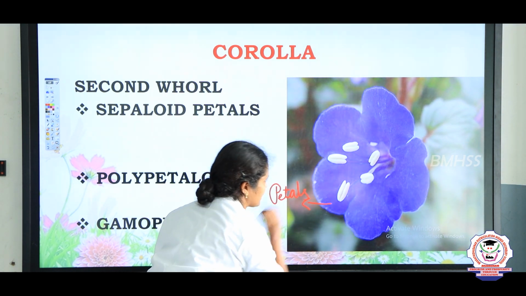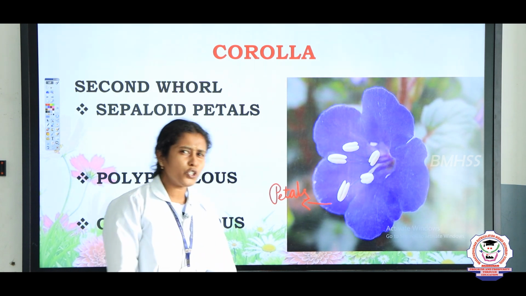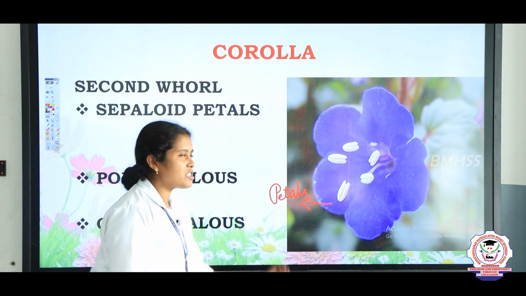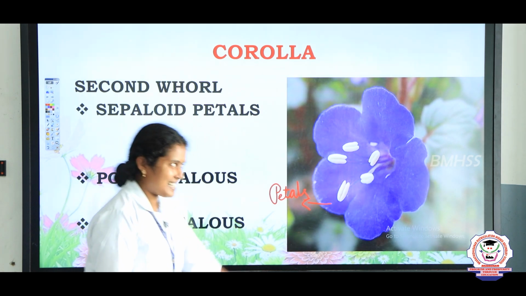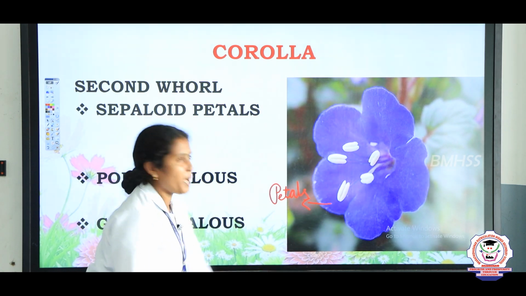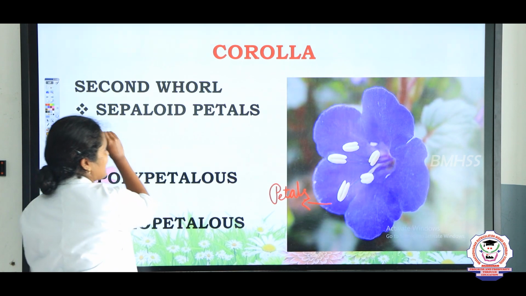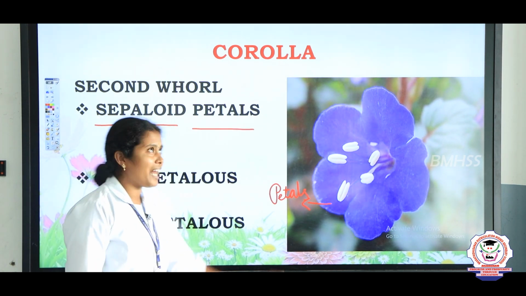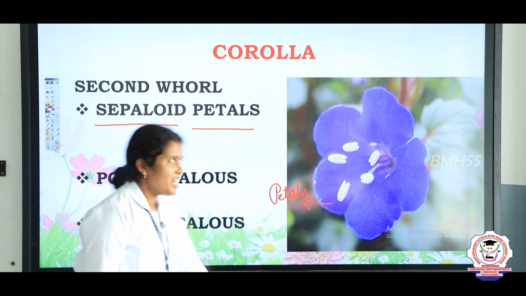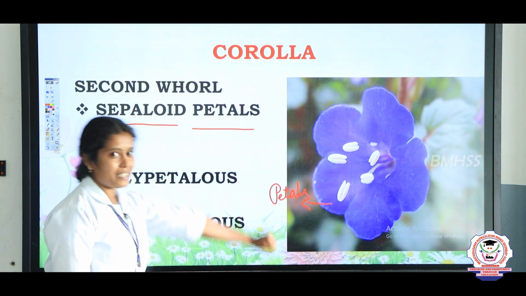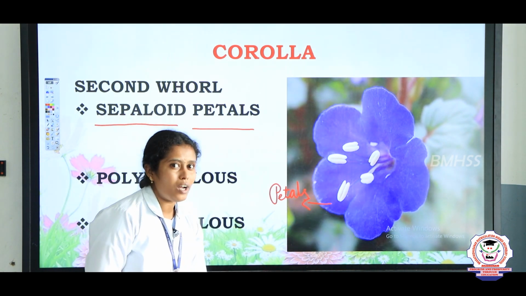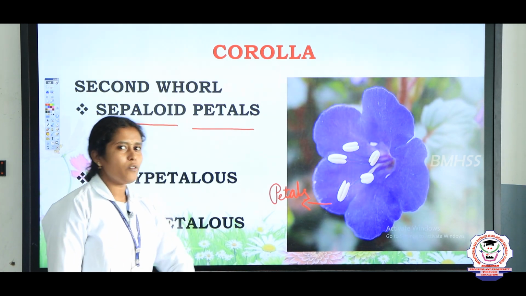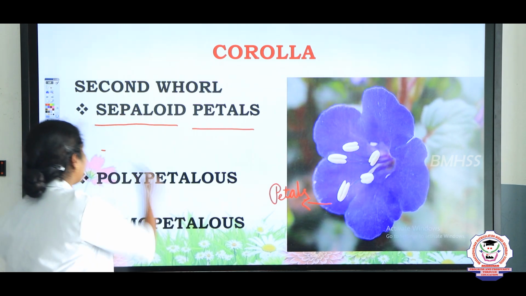P-E-T-A-L-S, petals. These petals are usually colored and showy. But in some flowers, petals are green in color. That type of petals is called sepaloid petals, and this is based upon the arrangement of corolla. In the case of sepaloid petals, the petals are green in color, so they are called sepaloid petals.